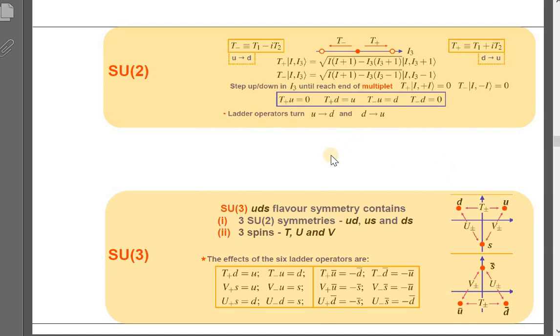Before I move forward, let me summarize the difference between SU2 and SU3 groups. If you remember my last lecture, this is what we did before. Since we were talking about UD, it was a straight line, and these are the T operators which we have written down before, and this was the result of the operation of T ladder operators on U and D. And here, instead of just 2 T ladder operators, we have 6 ladder operators.